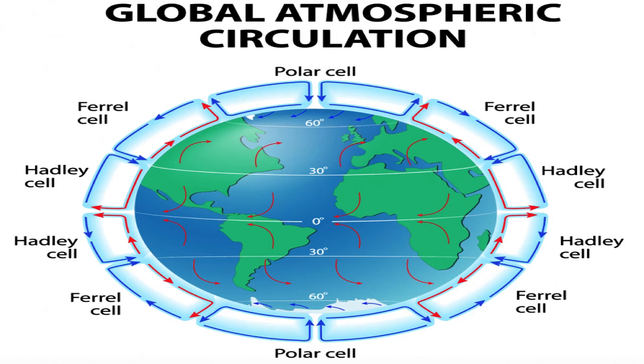Hi everyone. Today we're going to be talking about the global atmospheric circulation. We're specifically going to talk about the direction of the wind, the Coriolis effect, why and where air rises and why and where it descends, and the general circulation impacts that it has on the different climates.